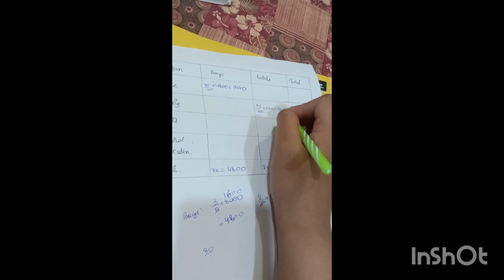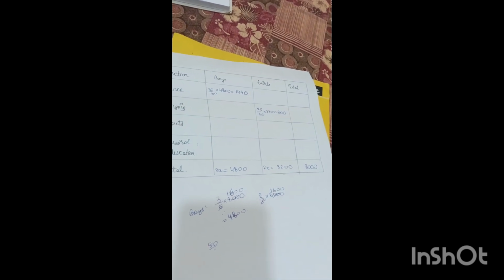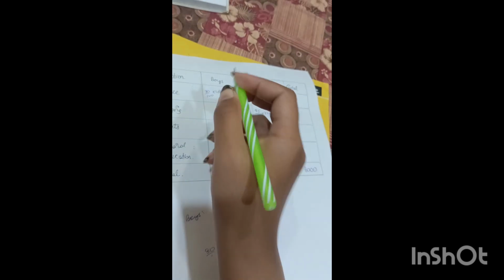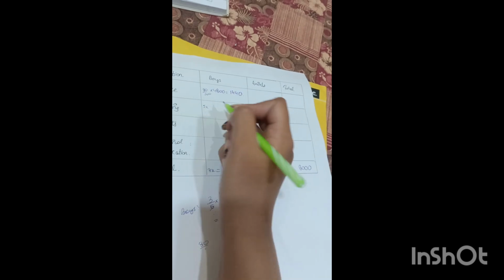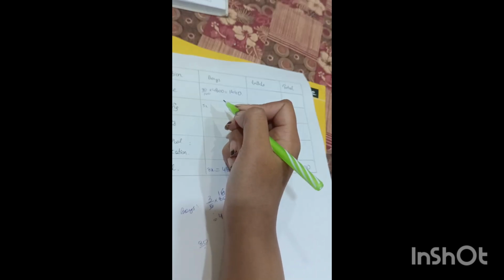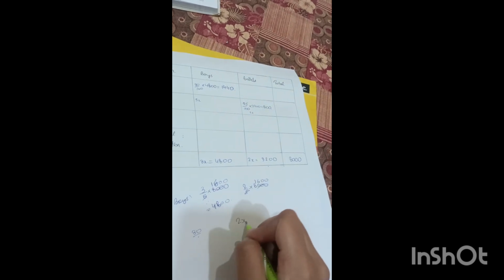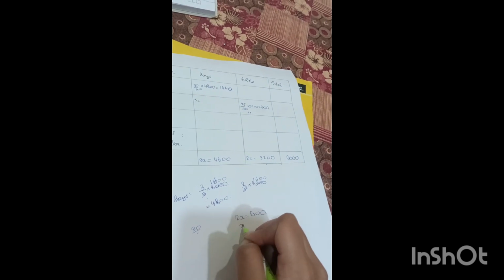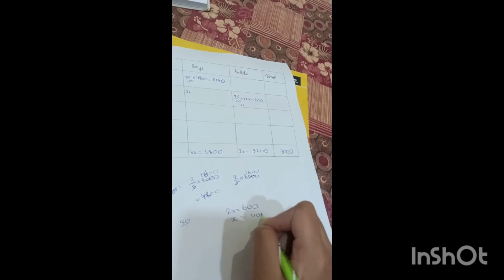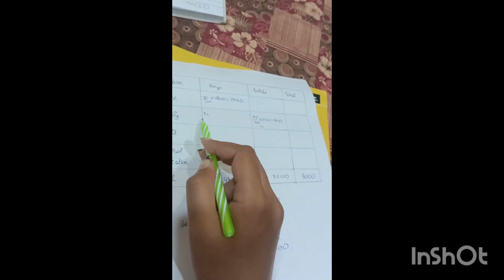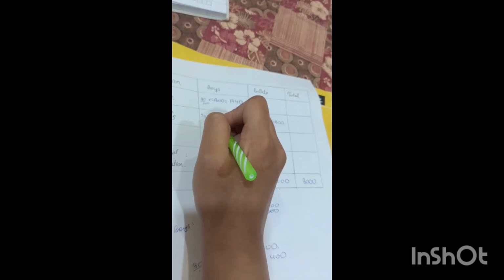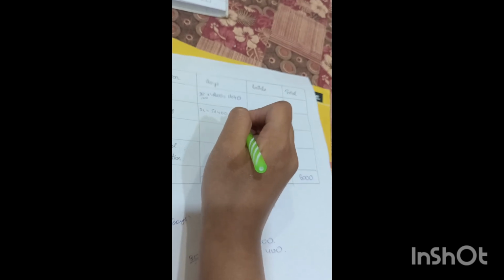Then the ratio of girls and boys studying singing is 5:2. So it is 5x and 2x. You can take 2x equals 800, so you'll get x equals 400, and over here you can see it as 5x. So 5 into 400 equals 2000.